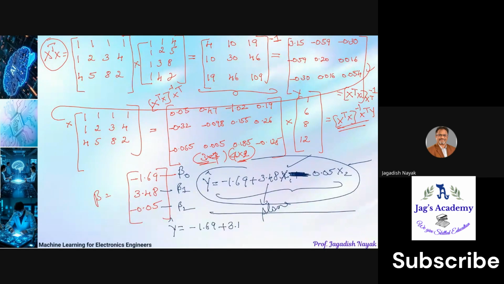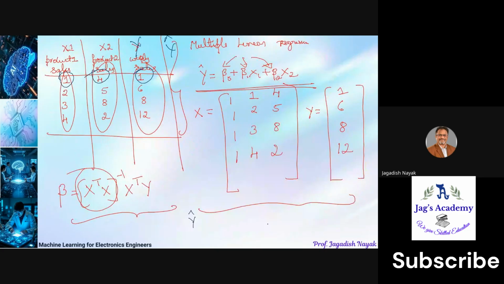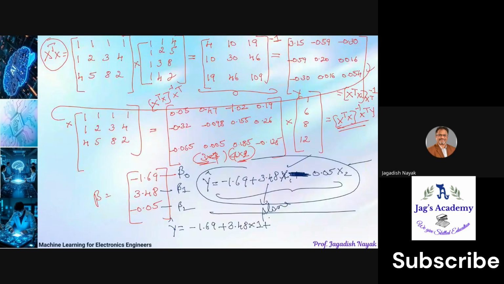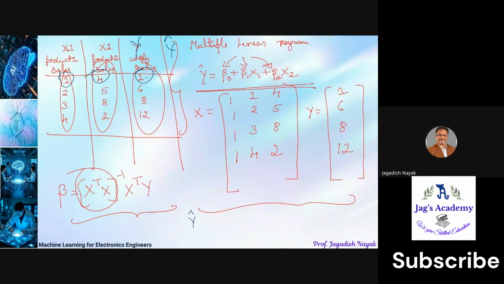Y cap is equal to minus 1.69 plus 3.48 x1. What is x1? x1 is going to be 1. Okay, 1 multiplied by 1. Now then, sorry, this is minus again, 0.05 into x2, that is into 4. You calculate this value, check how close it is to this 1, right?